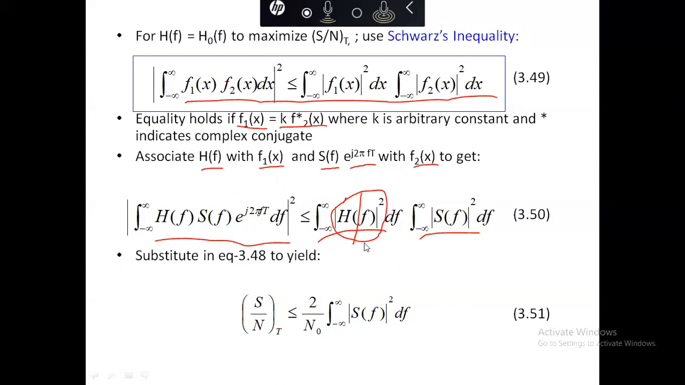So when we simplify this relationship, we will get the signal to noise ratio at the sampling instant of time is 2 by N naught, integral of |S(f)| squared. So this is in fact the energy of the signal.